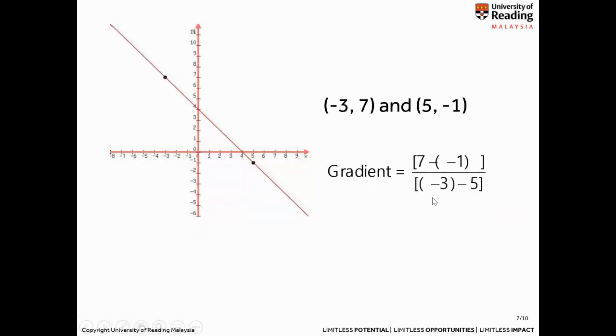We sub into the formula. So you have 7 minus negative 1 over x1, which is minus 3, minus 5. Use your calculator, or you can just simply do it mentally. 7 minus negative 1 becomes 7 plus 1. So you get 8. Minus 3 minus 5, you get minus 8. So the gradient is negative 1. As you can see, when the gradient is negative, you have a negative slope.